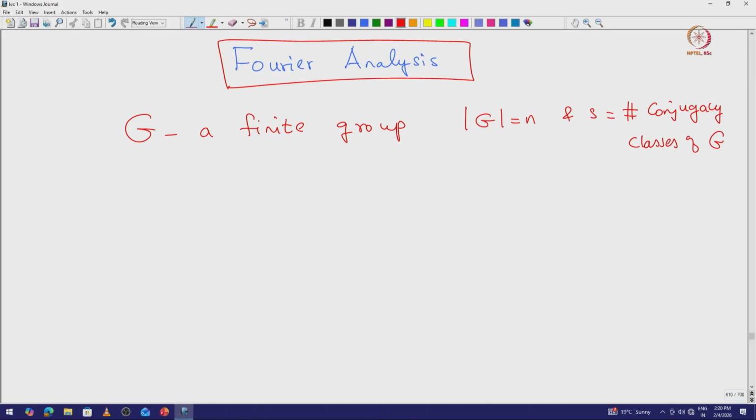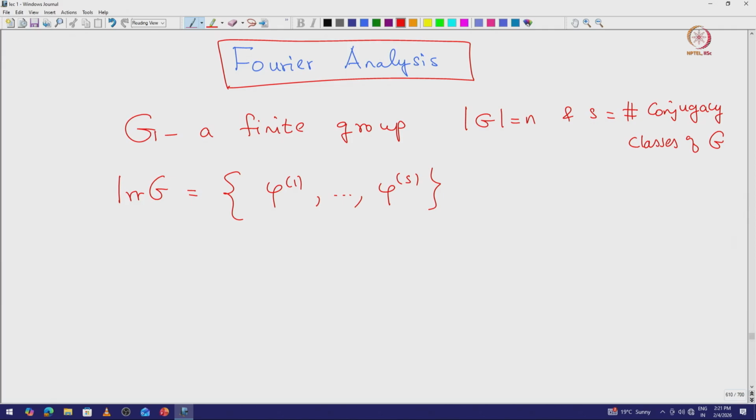We start with G being a finite group and assume that the cardinality of G is n and s is the number of conjugacy classes of G. Let us denote phi 1 etcetera phi s to be the set of unitary representatives of the equivalence classes of irreducible representations of G. I am going to write it as Irr(G), which is listed as phi 1 etcetera phi s. We are going to assume that they are all unitary representatives.